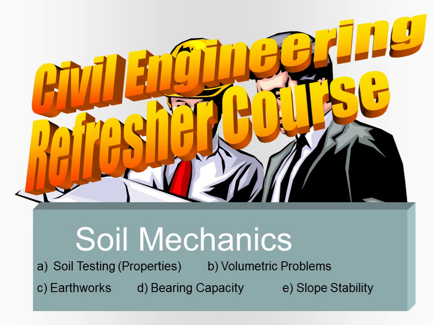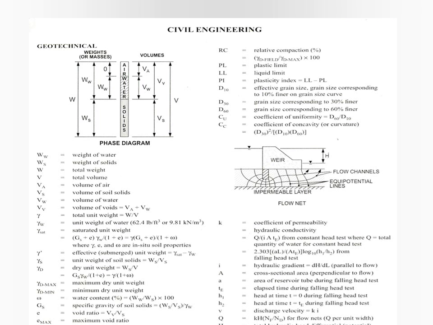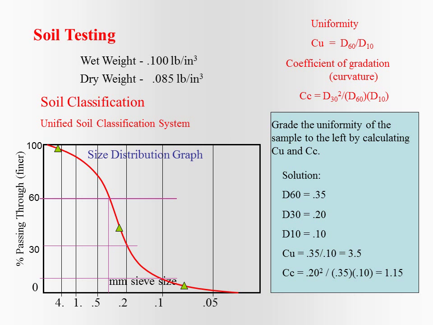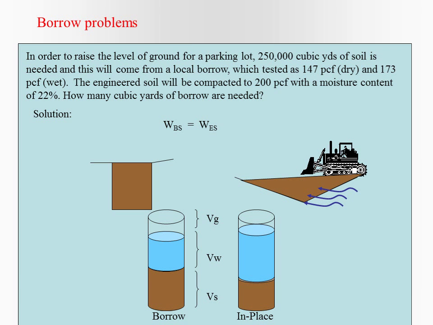In Part 2, Soil Mechanics, we'll be dealing with a lot of different subjects. All of them because there is a great deal of information in the NCEES Handbook on earthworks and soil mechanics. So we'll be talking about how to classify soil according to the size distribution graph and a series of parameters that you can get off of the size distribution graph. And we'll be solving those problems dealing with borrow pits and the cubic yards of borrow required.